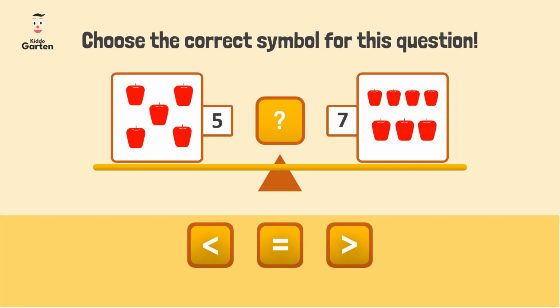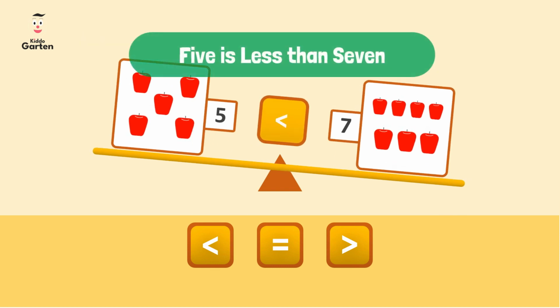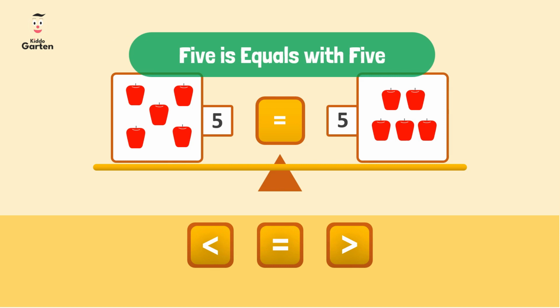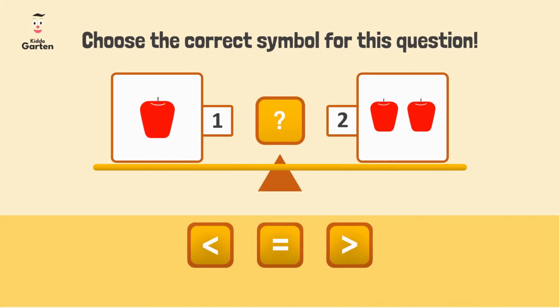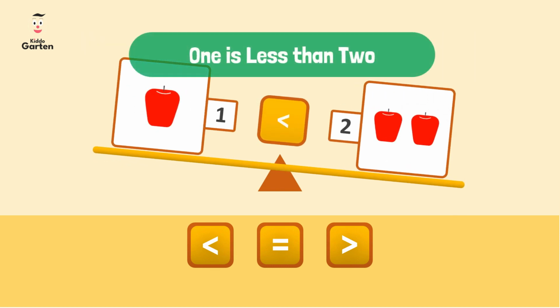How about this? 5 is less than 7. 5 is equals with 5. Great! 1 is less than 2. Good.